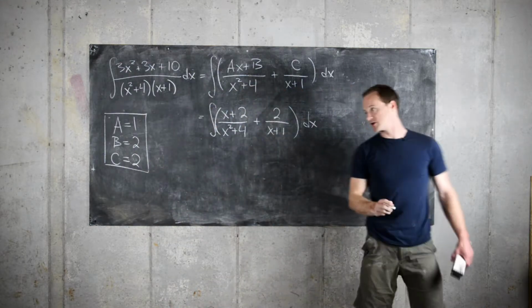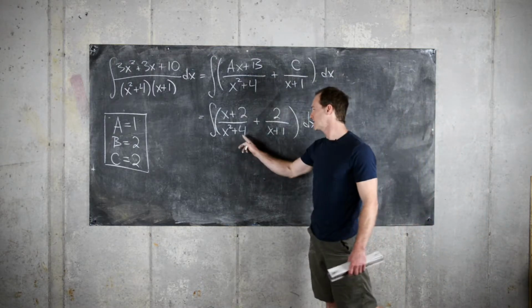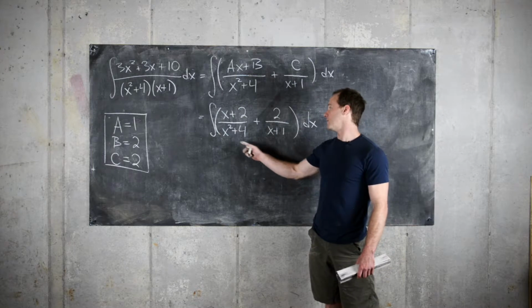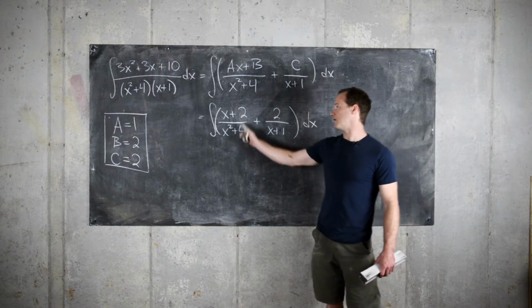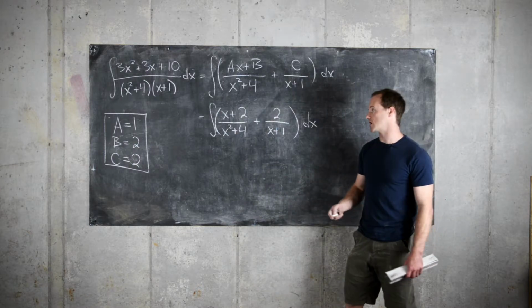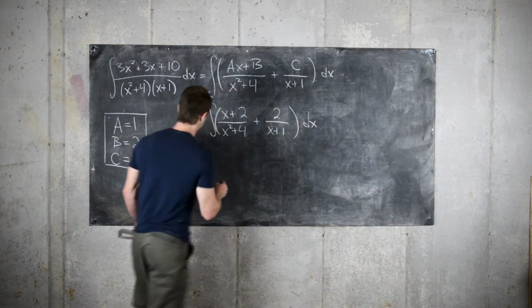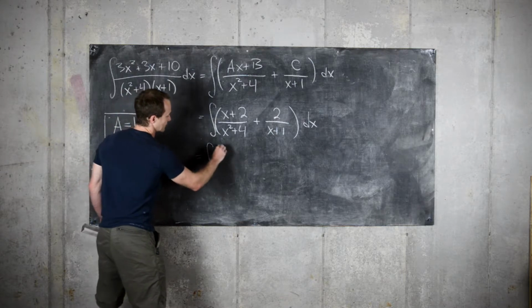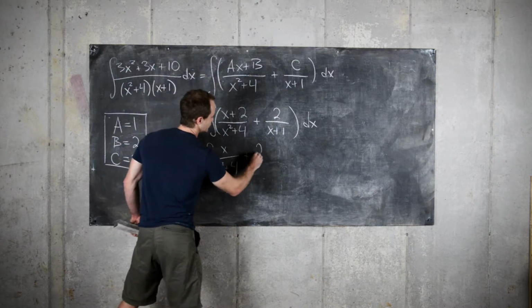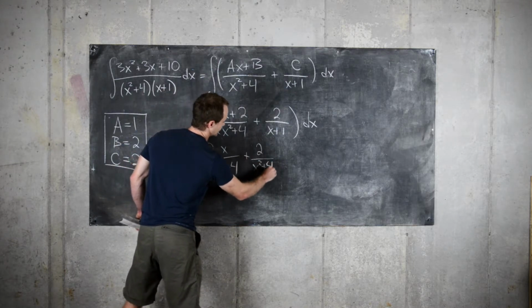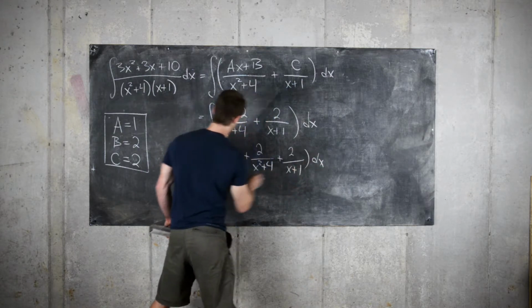So this is the integral that we want to evaluate. So let's see what we can do there. Well, x squared plus 4 in the denominator here, if there's a constant in the numerator, we know that it's an inverse tangent type antiderivative, and if there's an x in the numerator, we know that it's like a natural log type antiderivative. So we actually need to split this term into two. So let's do that. So here we get, this is the integral of x over x squared plus 4 plus 2 over x squared plus 4 plus 2 over x plus 1 dx.